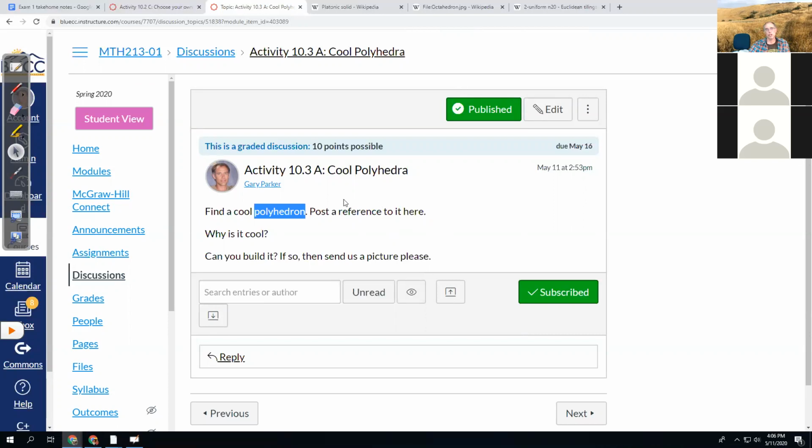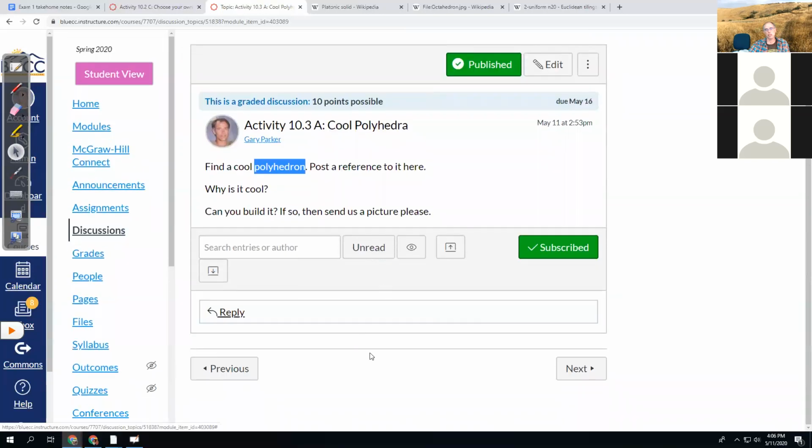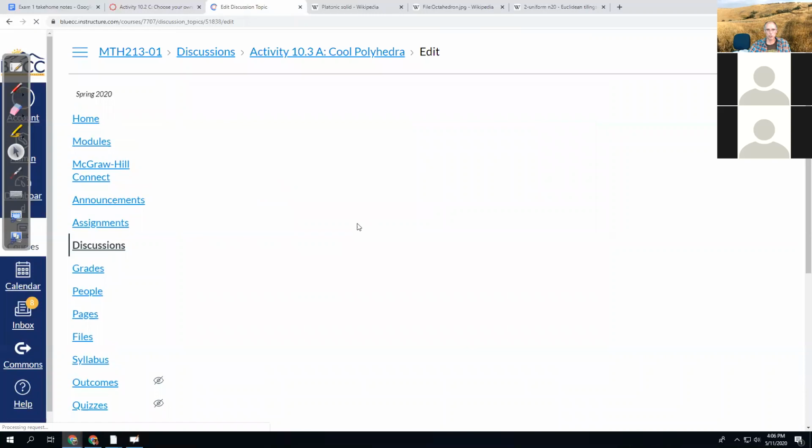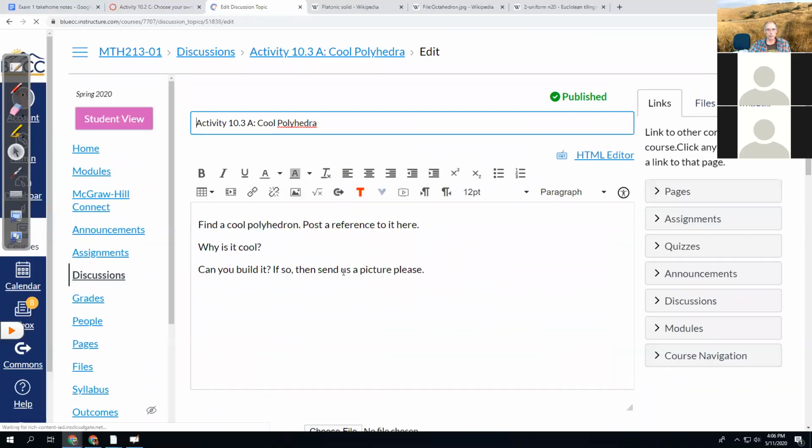This is a discussion forum, so that means we all get to see the posts of everybody else. All I need here is you just find a cool polyhedron and give me some kind of reference about where you found it. If it's on the web, I would like a link. Why do you think it's cool? What about it was cool? It was pretty, right? Whatever you think, that's up to you. Another question, and this is optional, I'm curious to get a little creative, if you have any free time, which I don't.